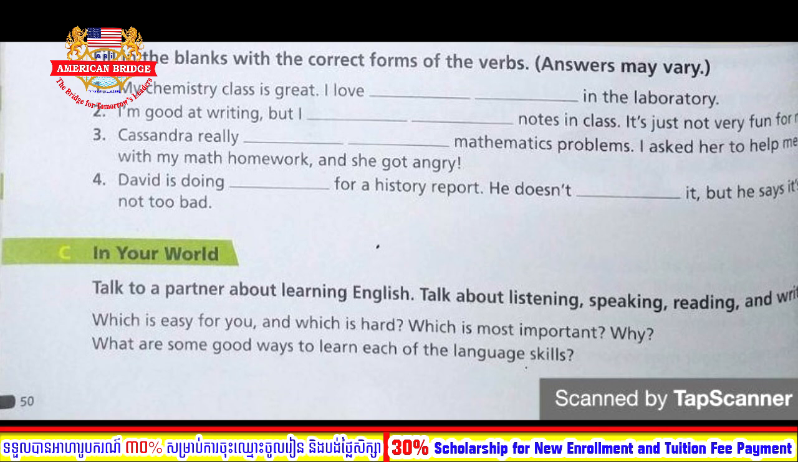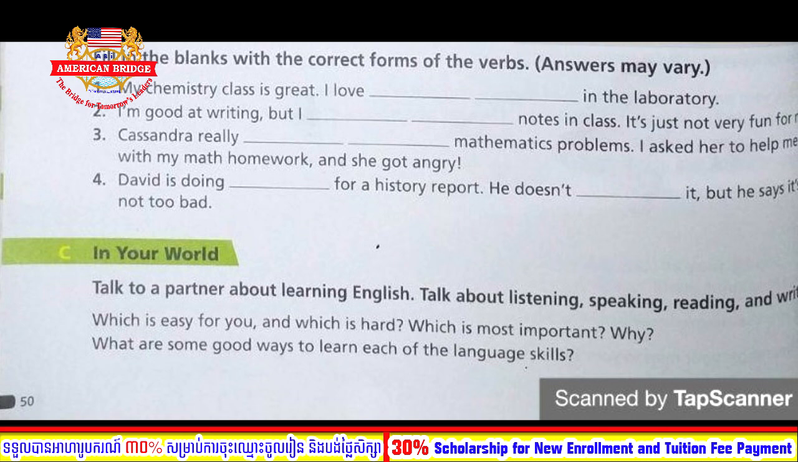Okay, so on page 50 is the exercise. Fill in the blanks with the correct form of the verbs. Answers may vary, alright? I'm going to read it first and then we're going to complete the blanks together, okay?